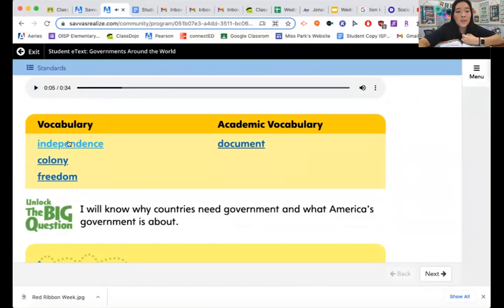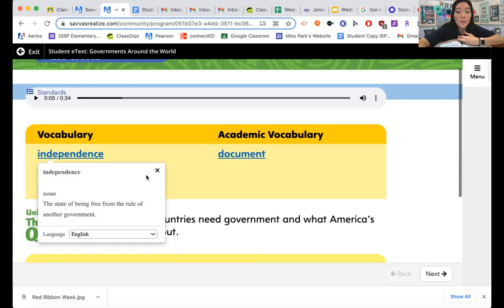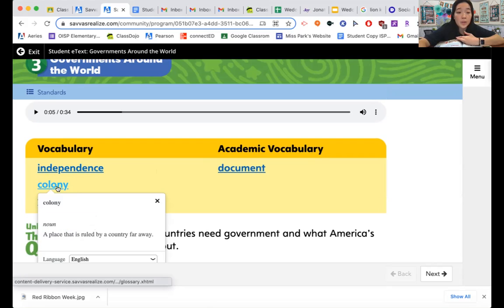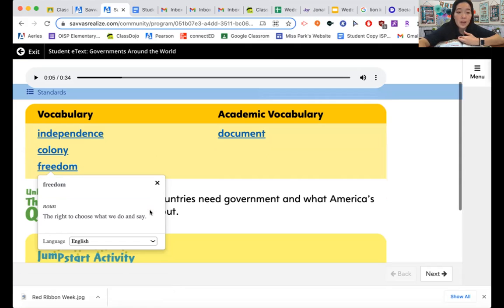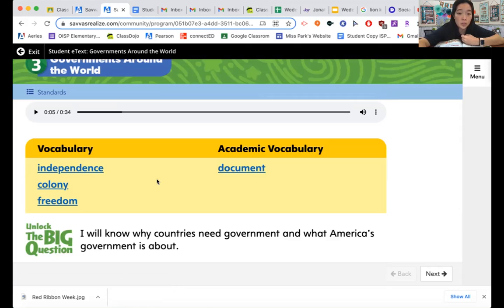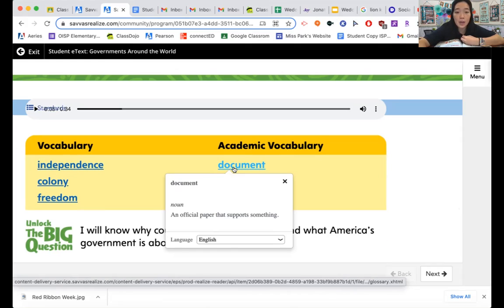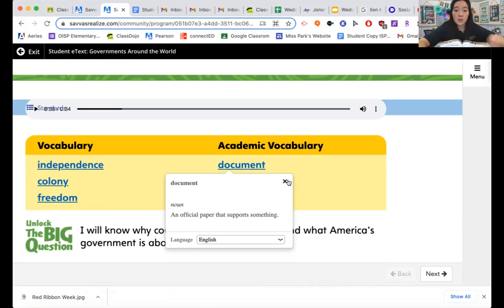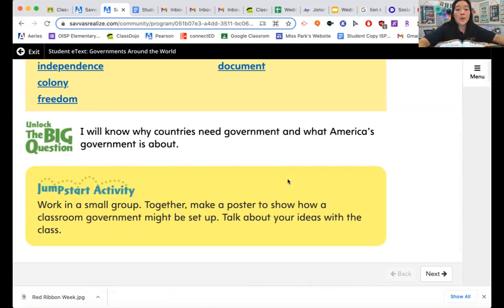Vocabulary. So we have independence, which means the state of being free from the rule of another government. Colony, a place that is ruled by a country far away. And freedom, the right to choose what we do and say. Our academic vocabulary is going to be document, an official paper that supports something. Unlock the big question. I will know why countries need government and what America's government is about.